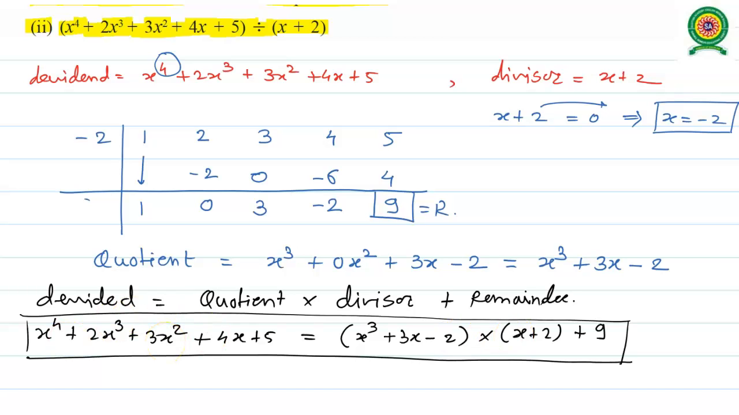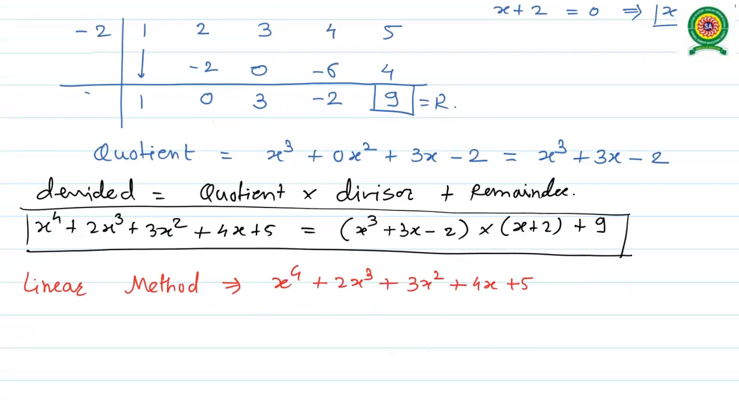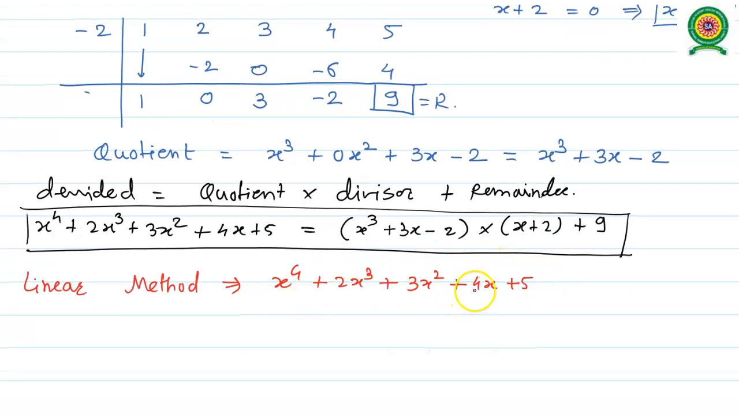Now I am giving the linear method. As per the linear method, we have to adjust the divisor within the dividend. The dividend is x raised to 4 plus 2x cube plus 3x square plus 4x plus 5. In the dividend, we have to adjust our divisor, which is x plus 2. So we can split x raised to 4 as x cube into x, plus 2x cube plus 3x square plus 4x plus 5 as it is.